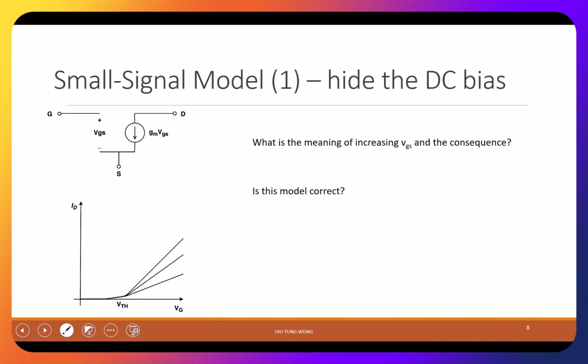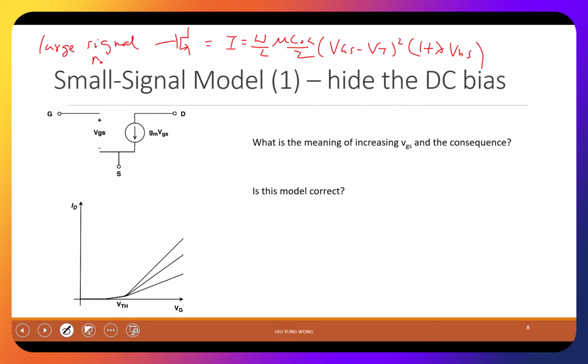So then someone came up with this circuit. Now the transistor is no longer this device. This device equals I equal to W on L mu C ox divided by 2 times VGS minus VT squared times 1 plus lambda VDS. This is nonlinear. This is large signal. The main point is it is nonlinear, which is very troublesome to solve with other parts. If I have two transistors like this, you cannot solve it. You need to use numerical methods, maybe SPICE or whatever.